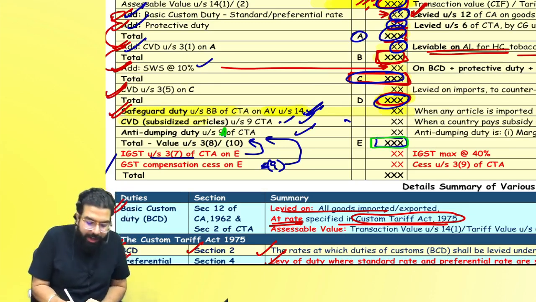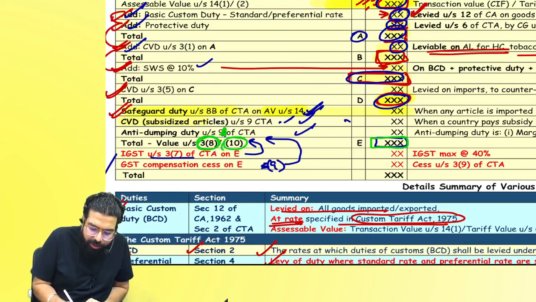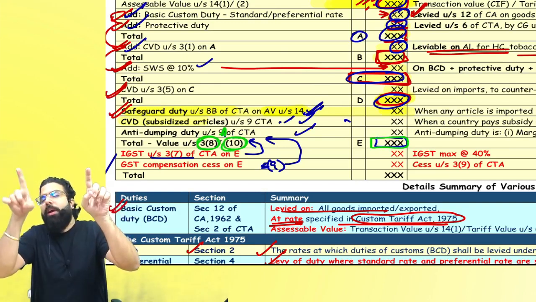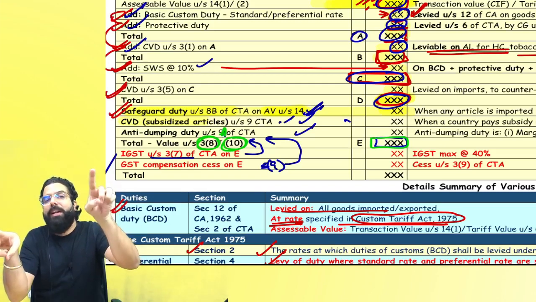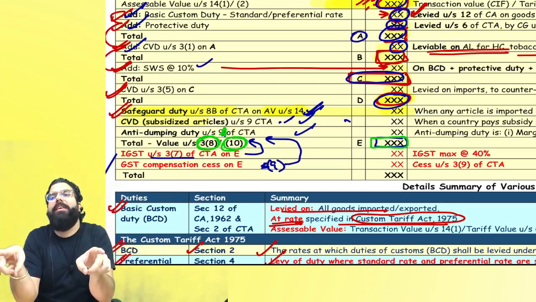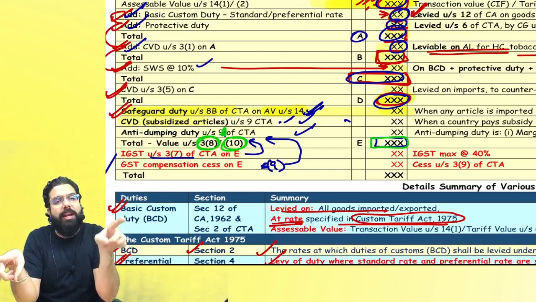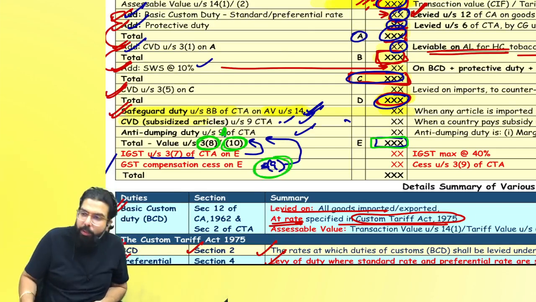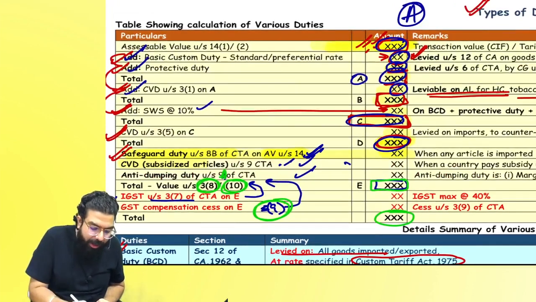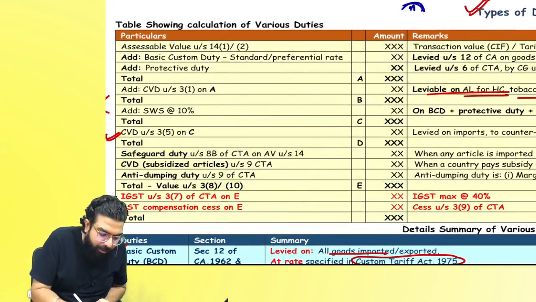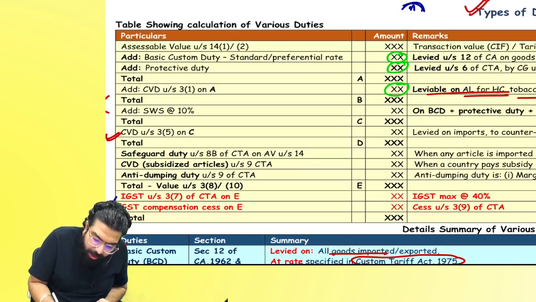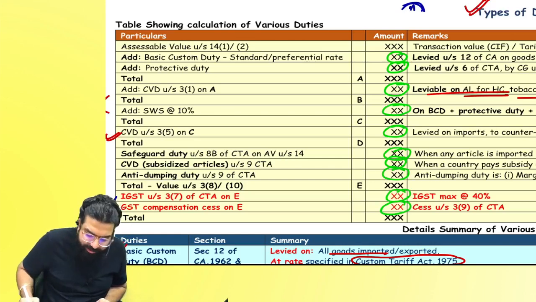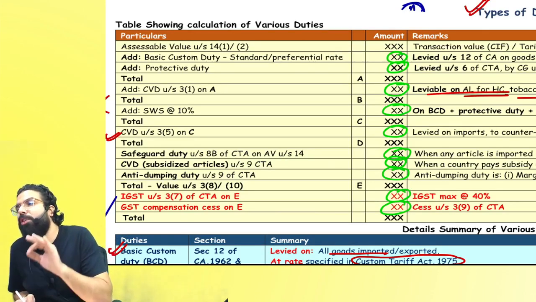This total is known as the 3.8 total or the 3.10 total. On the 3.8 total, IGST is charged under section 3.7. The 3.10 total is the same. On that, GST compensation cess under section 3.9 is charged. Now you will get a total. In the exam, if they ask you to tell the total of the custom duty, remember: basic custom duty, protective duty, CVD under section 3.1, social welfare surcharge, CVD 3.5, safeguard duty, CVD on subsidized article, anti-dumping duty, IGST and GST compensation cess are the duties of customs.